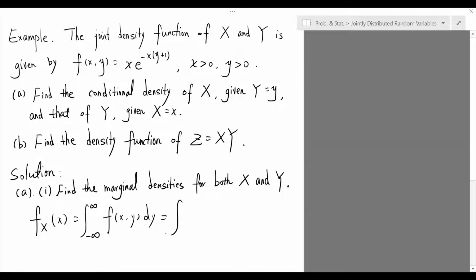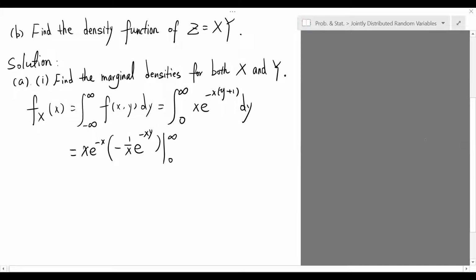Since our joint density function is only non-zero from 0 to infinity, we can rewrite the expression in such a format with respect to y. The antiderivative is just given by x times e to negative x times negative 1 over x times e to the negative x times y plus 1. The final outcome is just e to the negative x.